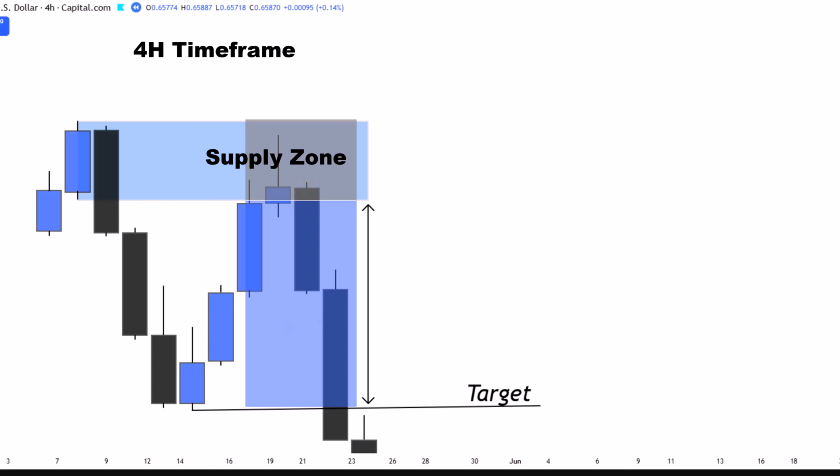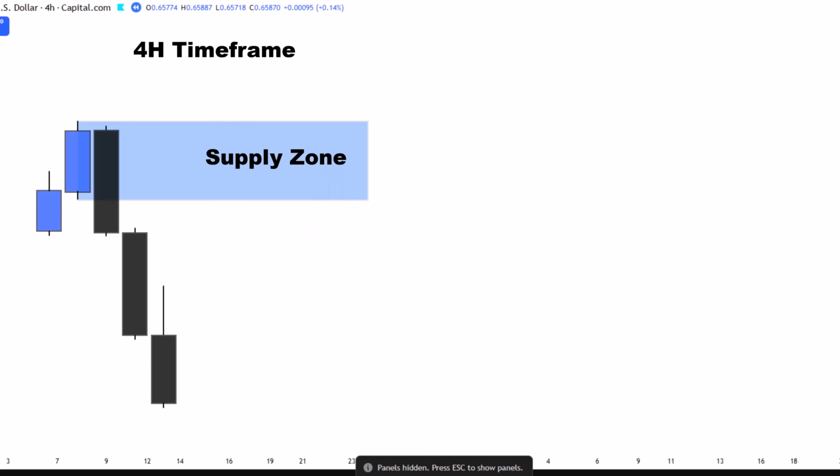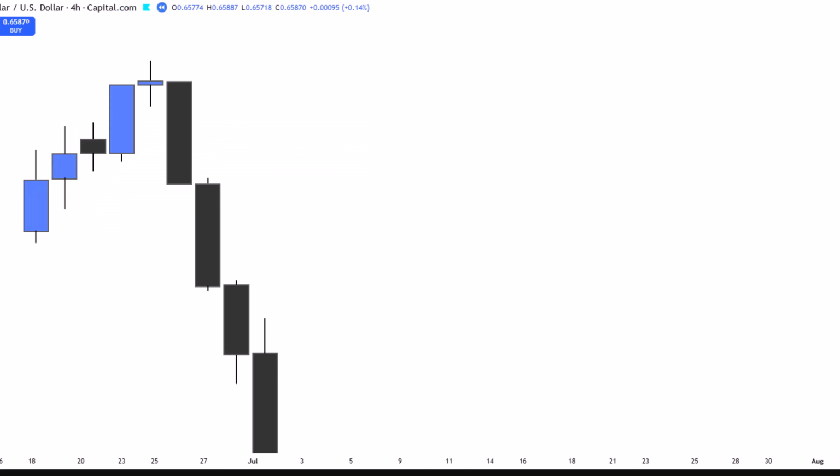So, what do we do? This is where refinement comes in. Instead of just taking the whole 4-hour zone as it is, we go inside it. We drop down to a lower time frame and look for a smaller zone sitting inside the bigger zone. So, in this case, we move from the 4-hour time frame down to the 1-hour time frame.